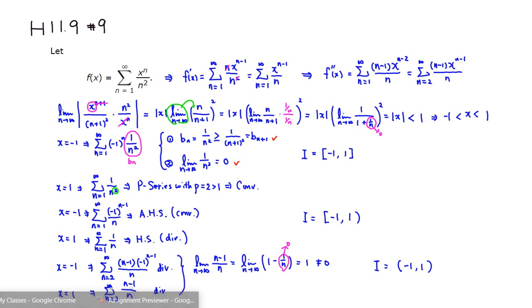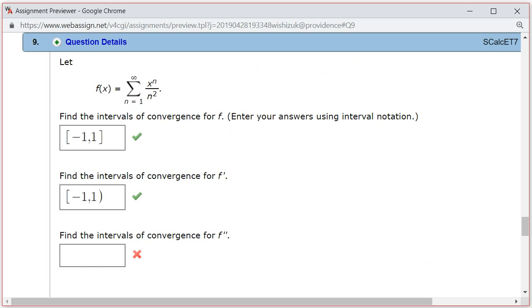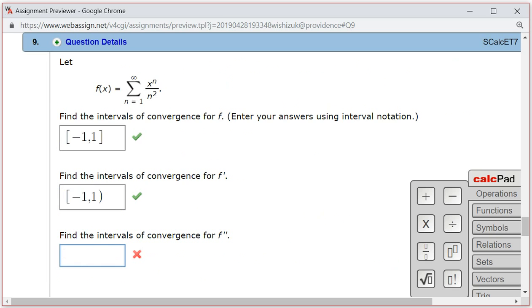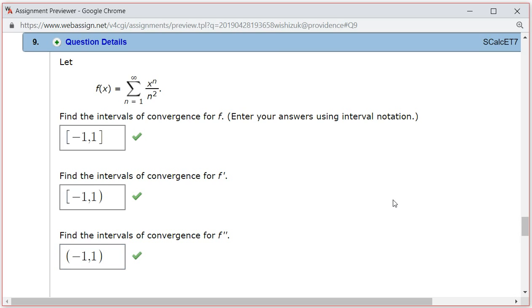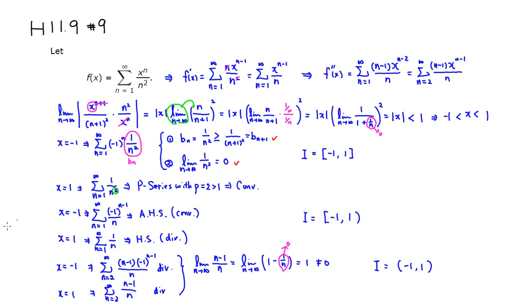So let's type it in. We get -1 to +1. Let's check the answer. All right, I came back and it looks like we got this one correctly as well. All right, that's it. I hope that this was clear.